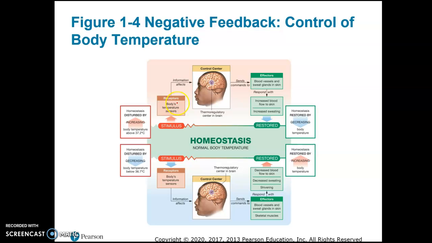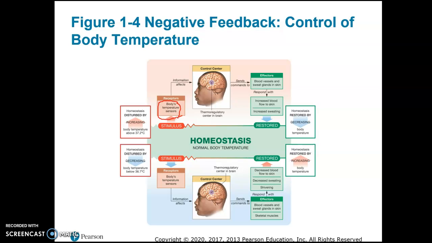The receptors are the body's temperature sensors. Those are the receptors. Because you may be asked, like you may be given an example and asked to tell if it's the receptor, the control center, or the effector. So in maintaining body temperature, the receptors are thermoreceptors. They're the body's temperature sensors.